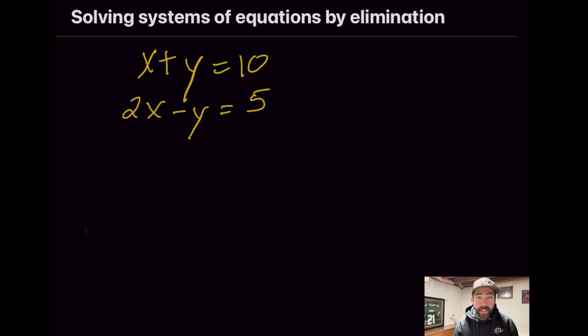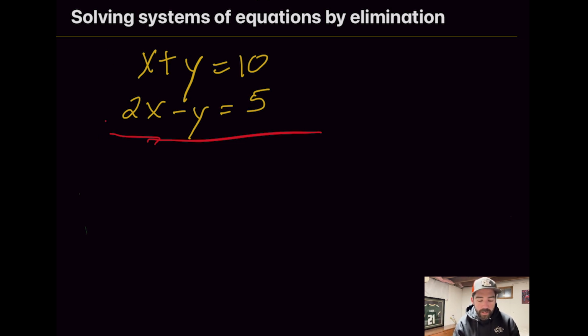But the way this is set up, you want to stack it where the x's are together and the y's are together, meaning they're over top of each other. Equal signs are in the same place and then our number is in the same place. And then we can look to see if we can eliminate a variable. So the whole goal is to get rid of one of these variables.